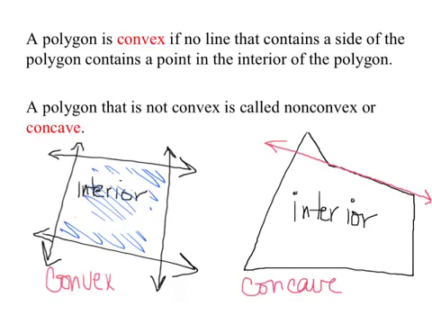And if we look here, a polygon that is not convex is called non-convex or concave. So this line contains a side of the polygon. Here is one side of the polygon in black. The line is in red. This line contains a point on the interior of the polygon. Any of those blue dots are on that line, which are also on the interior of the polygon, and it is called concave. Rewind that and listen to it again if it doesn't make sense.